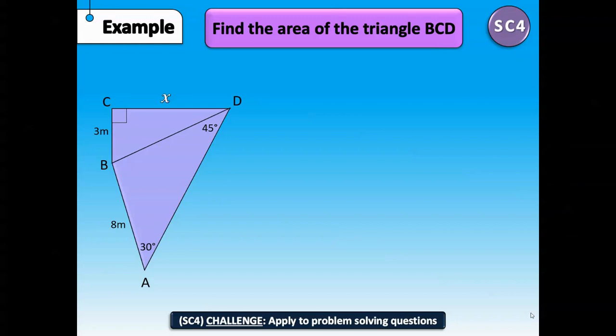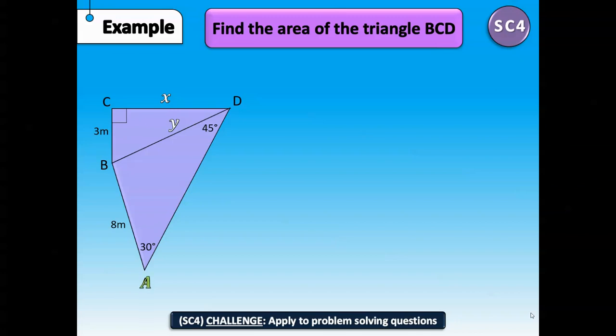So I need to find the length of side X, because to find the area of a triangle, I do the base times the height divided by 2. So I need to find the length of side CD, or X. For that, I need to find the length of the side BD, which we'll call Y.